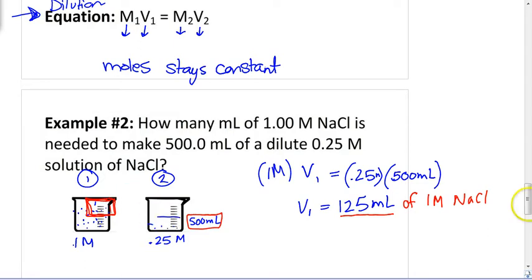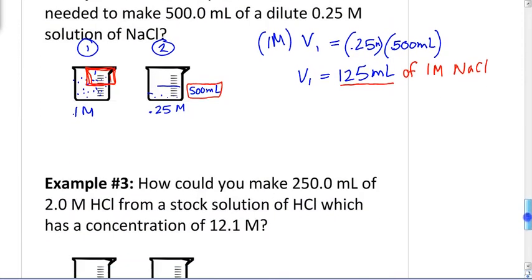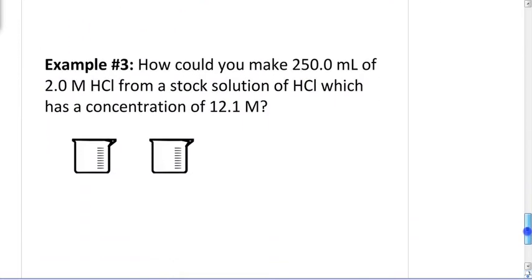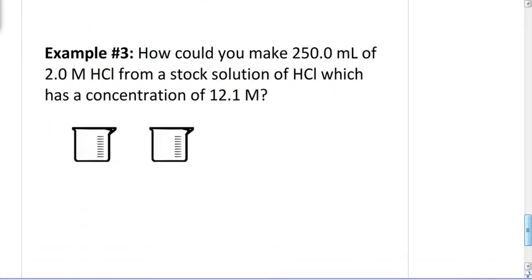Whoops, that just erased it. Okay, we got one more calculation here to do. Why don't you try this one on your own? So hit the pause button, give it a shot, and then check back in.